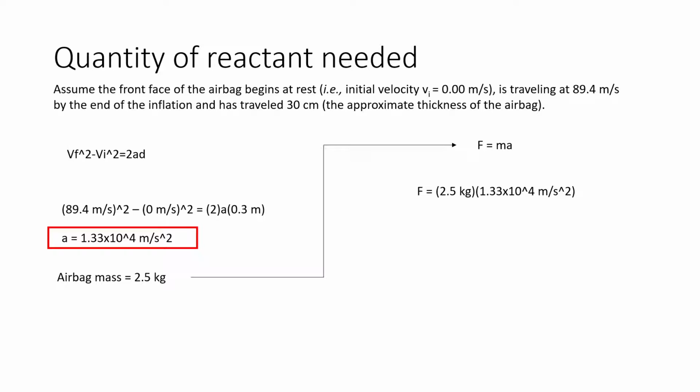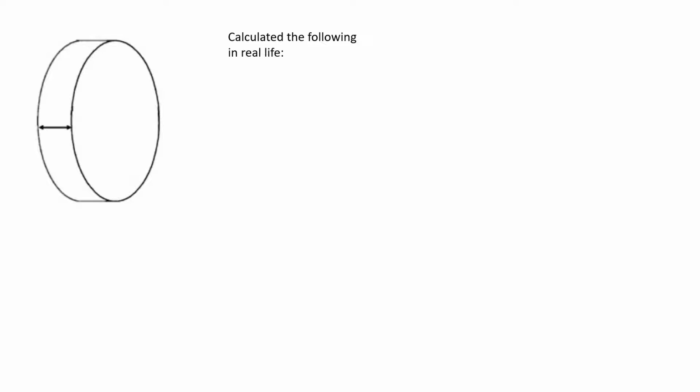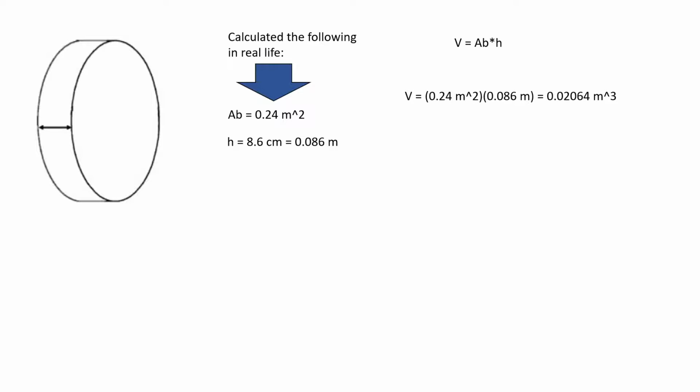We substitute in our values, and we get that the force equals 3.33 times 10 to the 4th newtons. Now, we calculated some data in real life with an airbag. We got that the area of the base, that is this circle right here, is 0.24 meters squared. And the height, or width, is 8.6 centimeters or 0.086 meters. We use this information to calculate the volume. We get that the volume equals 20.74 liters.